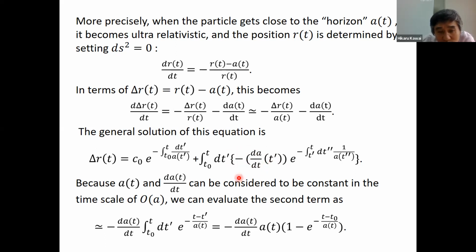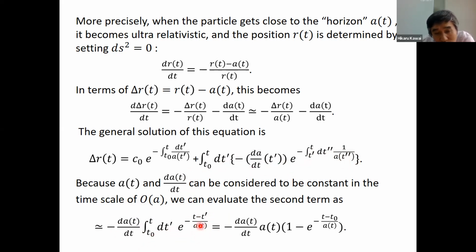So we plug this out here. And we have this integral dt prime from t0 to t. And here again, we approximate A(t'') as almost constant. So we plug this out here, so we have (t minus t prime) divided by A(t). So under this condition, we can approximate the second term by this.